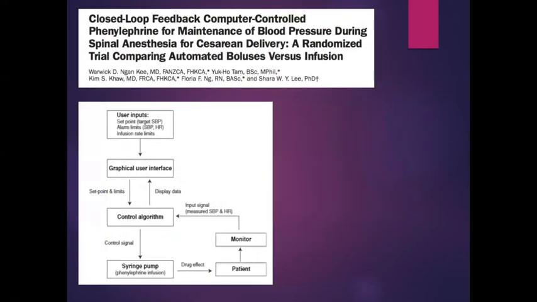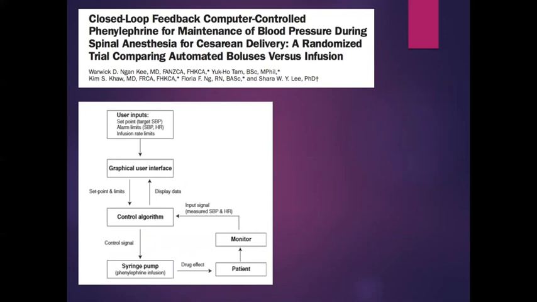The same group has been experimenting with closed-loop controlled delivery systems for vasopressors. This is a schematic diagram of a closed-loop controller for the infusion of phenylephrine during cesarean section under spinal anesthesia. The target systolic blood pressure is entered as the set point, and user-defined upper and lower values for systolic pressure and heart rate are entered for alarm limits.